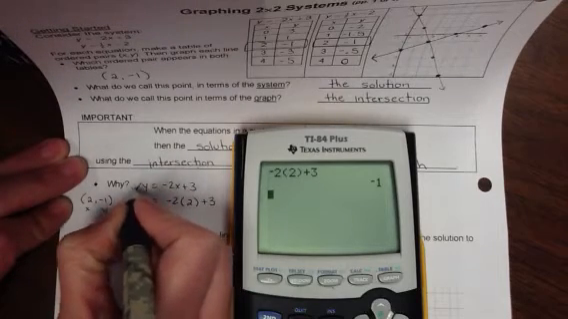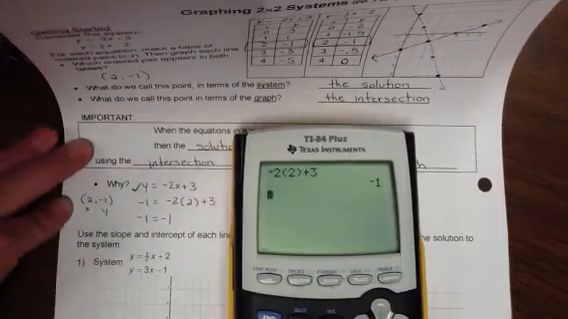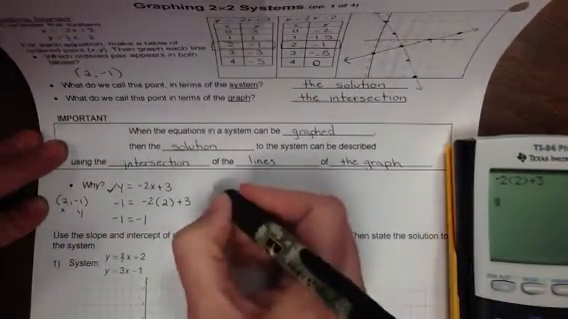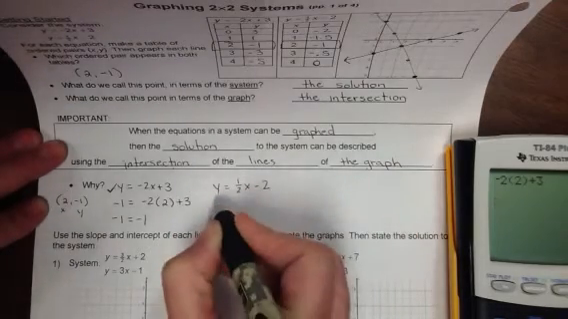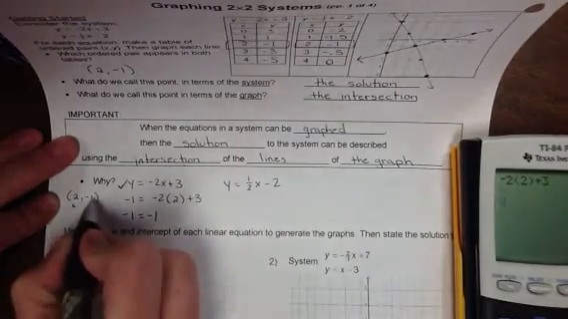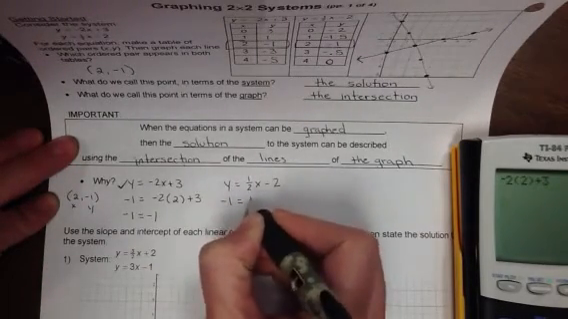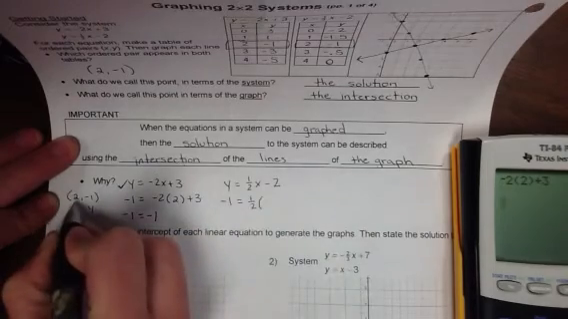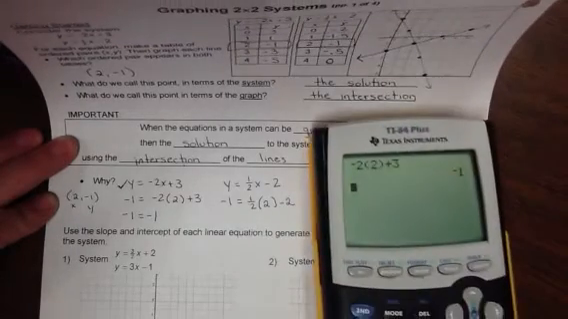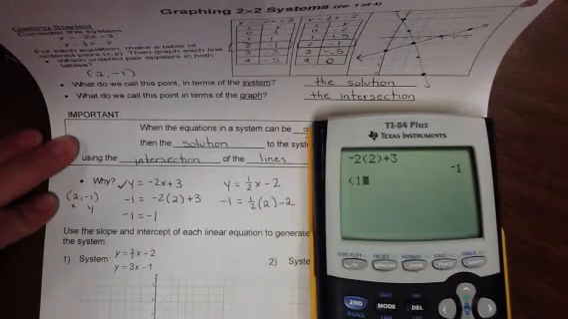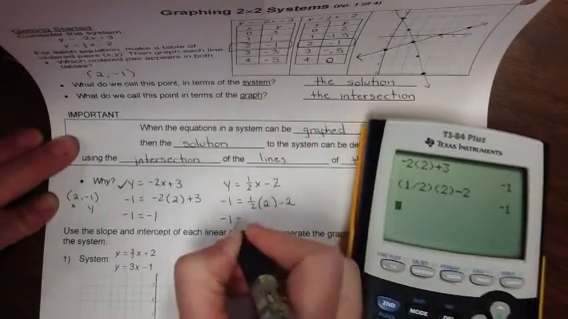Well, remember we said for it to be the solution, it has to work in both. So let's plug it into the other one. y equals 1/2 x minus 2. So I'm still plugging in negative 1 for y, and then 1/2 of x over here is 2, minus 2. So now I'm going to do the same thing I did before. Parentheses, again, fractions always go in parentheses. 1/2 times 2 minus 2, and I get negative 1. So negative 1 equals negative 1.